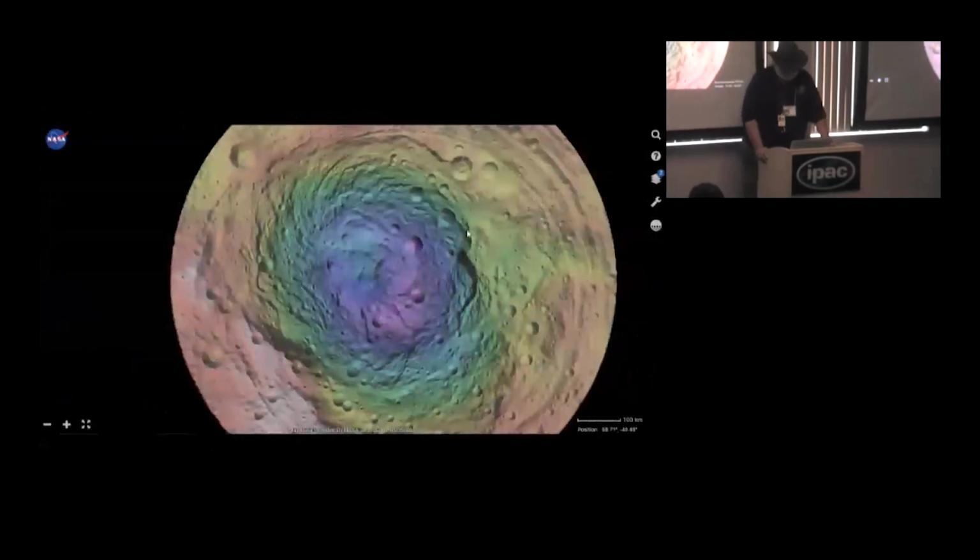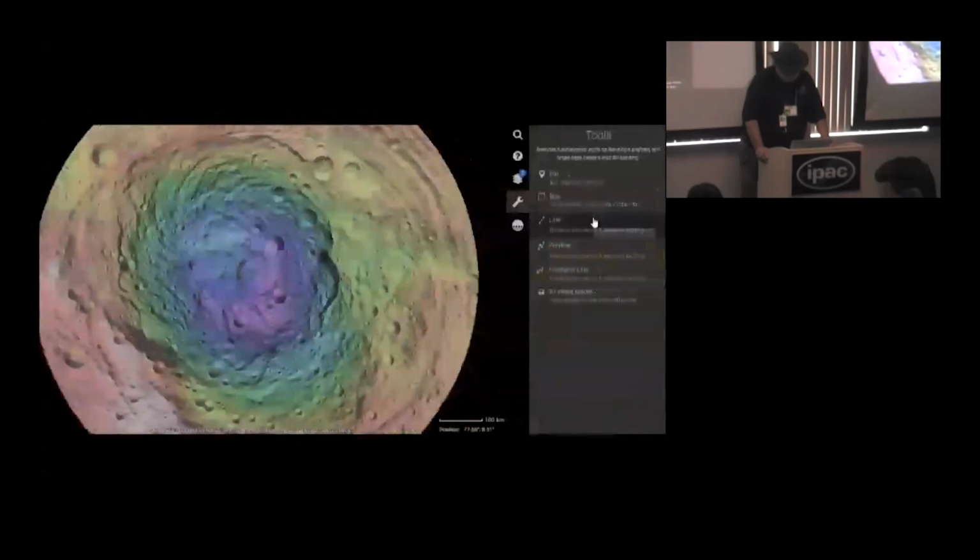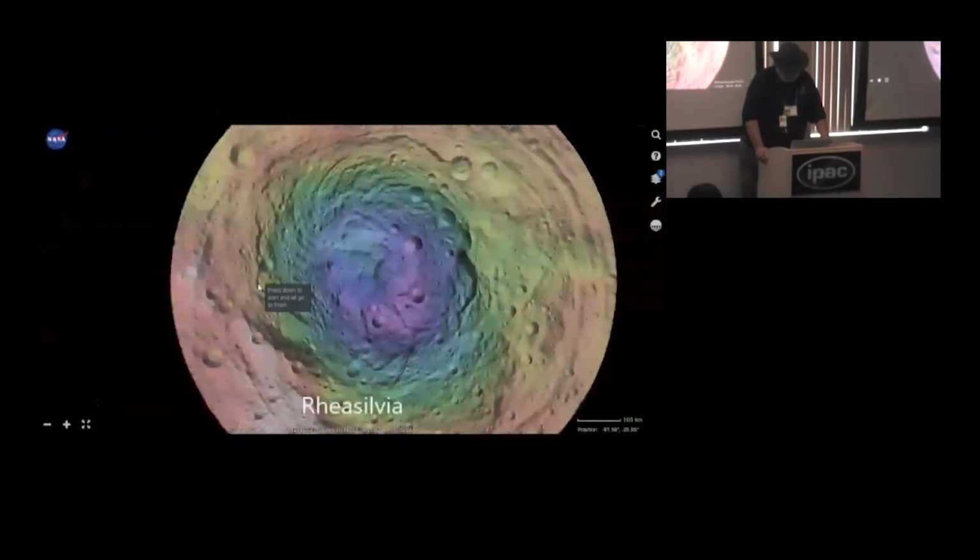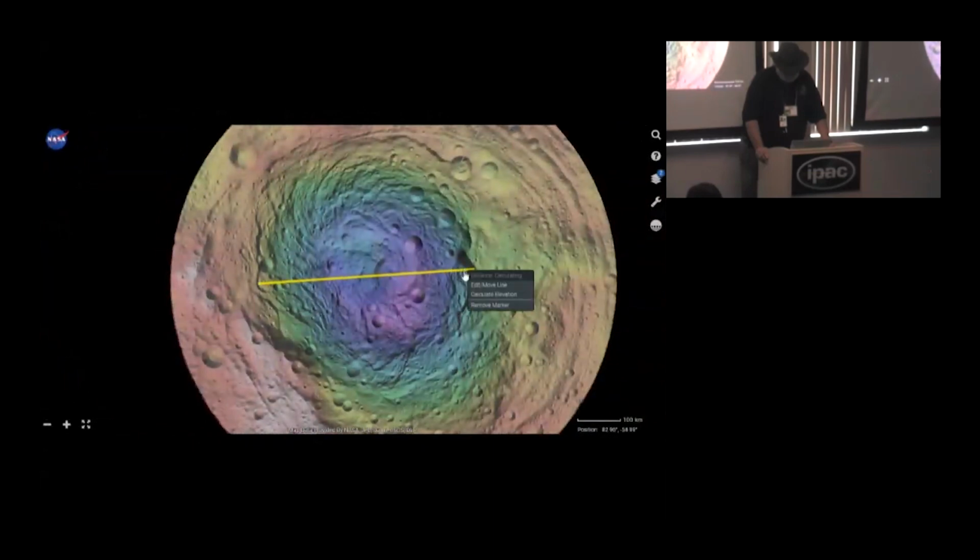Approximately 1 billion years ago, an asteroid slammed into Vesta's south pole. The impact was almost fatal for Vesta, leaving a crater called Rhea Silvia that is about 500 kilometers across. Keep in mind that Vesta itself is only 525 kilometers across. Rhea Silvia is 19 kilometers deep, so this giant impact excavated material from deep beneath Vesta's surface.